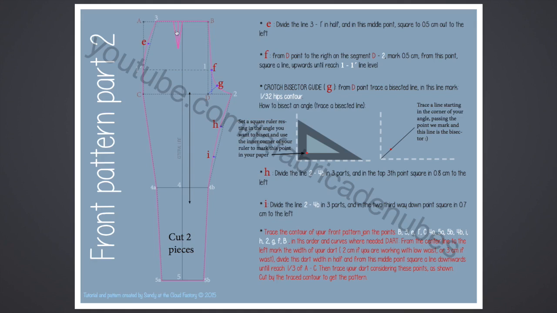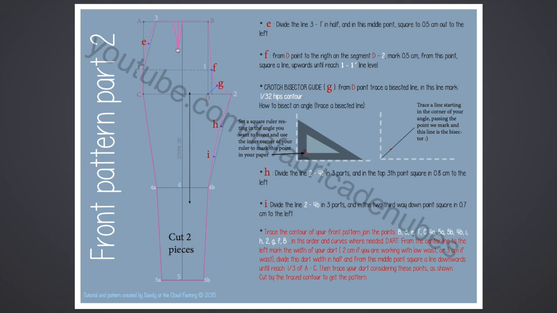Now you can trace your dart. To trace your dart from the center line to the left, mark the width of your dart. In this case it is 3 centimeters, so mark 3 centimeters here. Then mark the half point, the middle point of those 3 centimeters, and square a line down. This will be the central line of your dart.